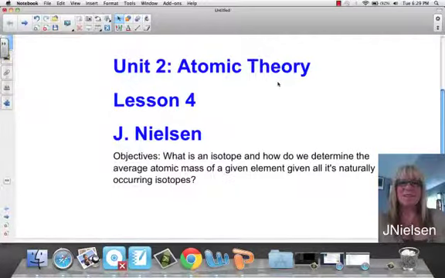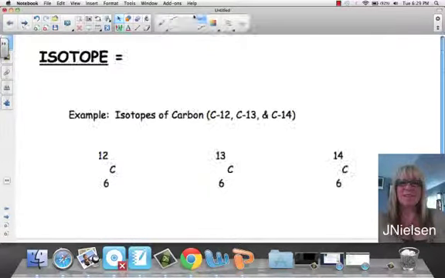Okay, this is Atomic Theory, Lesson 4, and tonight we're just going to focus on what an isotope is and how do we determine the average atomic mass of a given element given all of its naturally occurring isotopes. Rather short lesson, and we'll get started now.